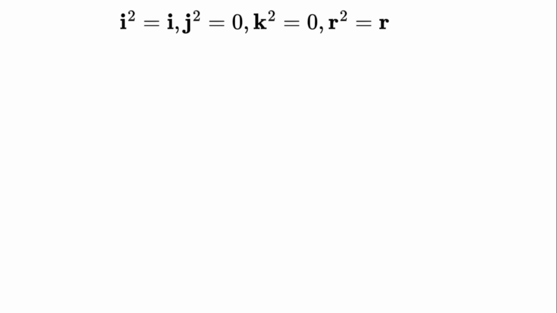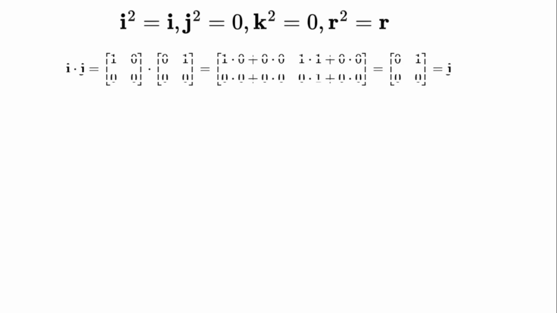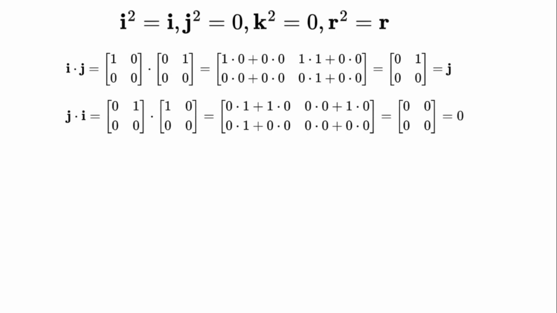Let's test this by multiplying I and J in both orders. First, I times J equals J. But if we reverse the order, J times I equals 0. Since these two results aren't the same, Quadrix numbers are indeed non-commutative, just like matrix multiplication.